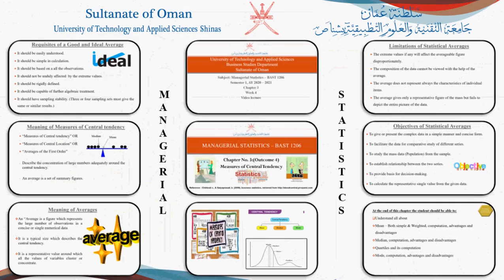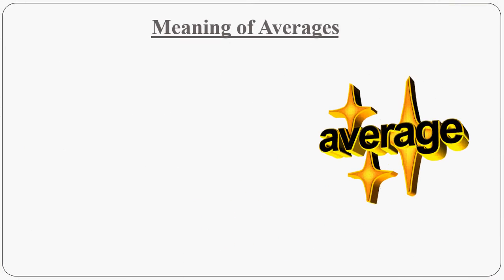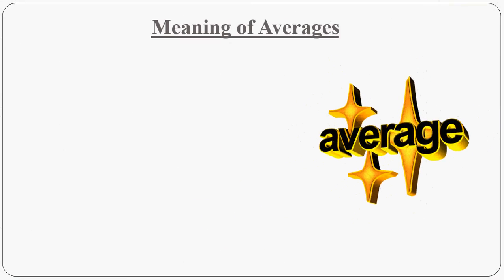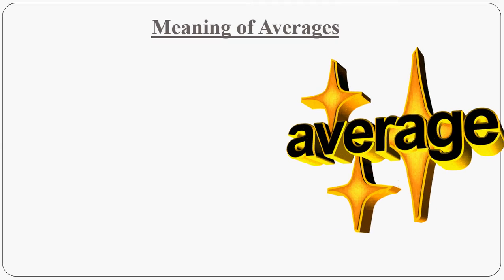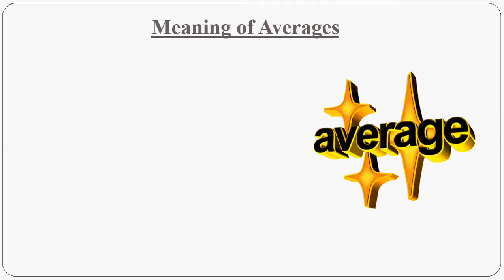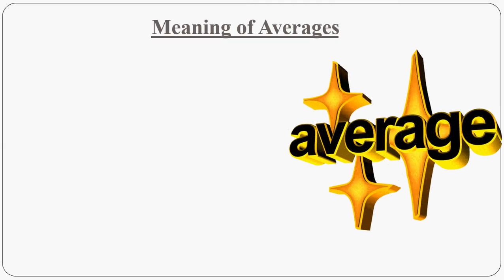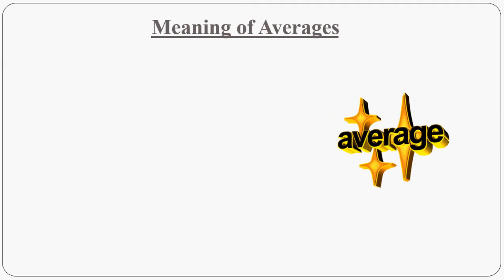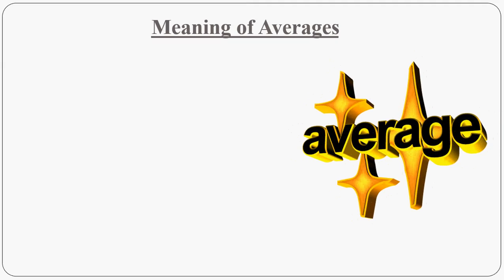Now, let us understand the meaning of average. What is the meaning of average? Suppose I ask you a question, what is your CGPA? You make the total of all your courses and divide by the number of courses you studied in a semester. That will give you the cumulative grade point average. We call this CGPA.